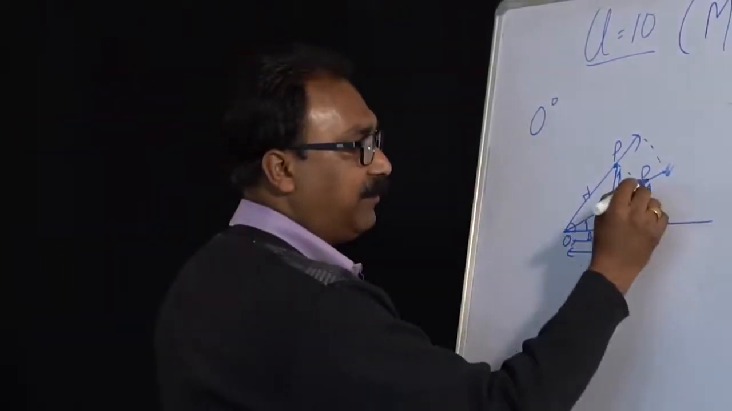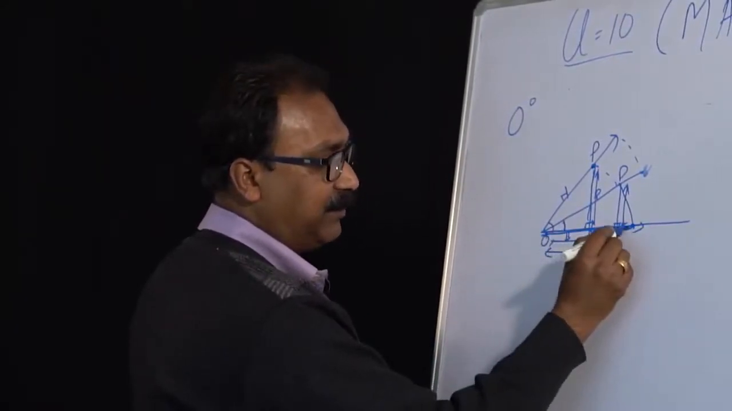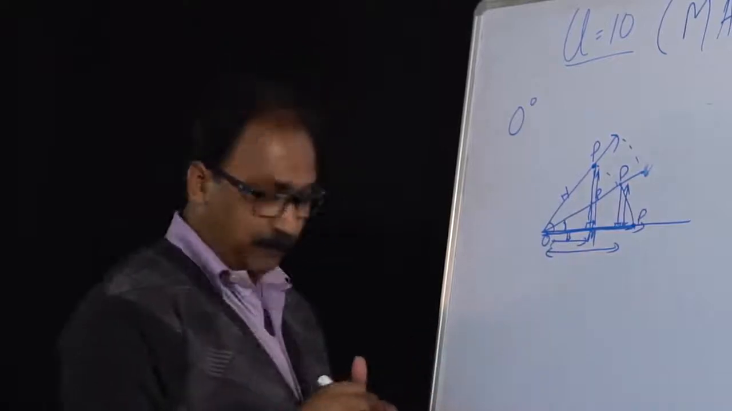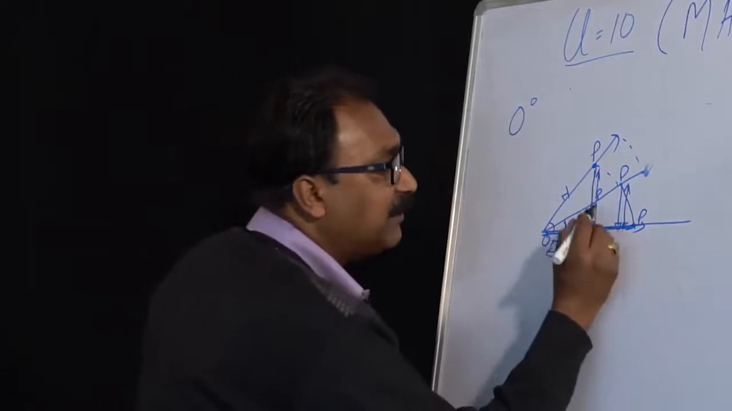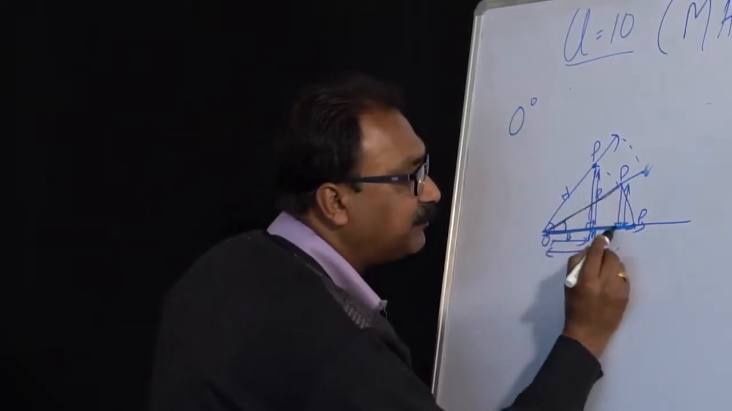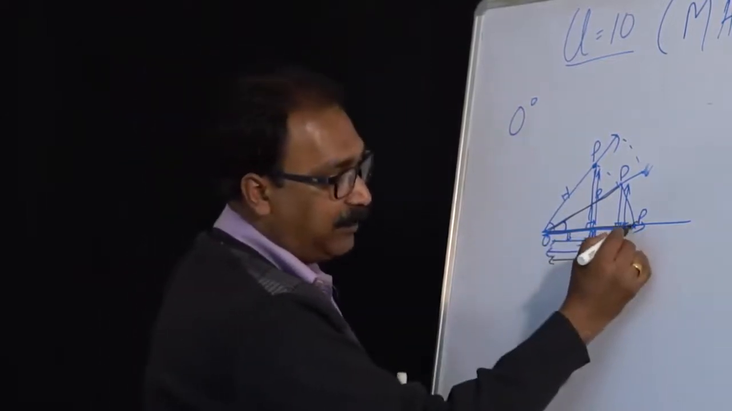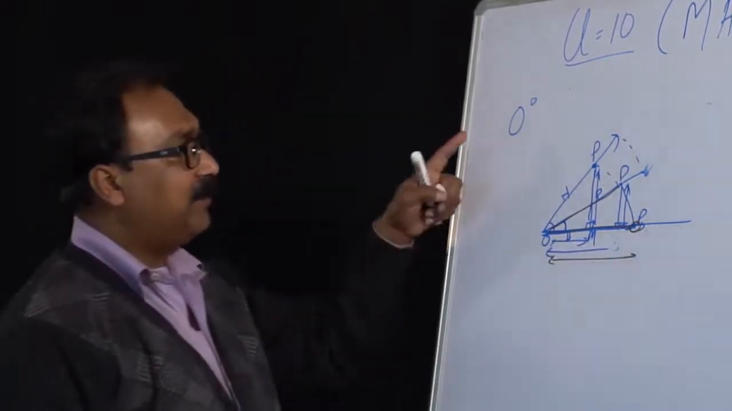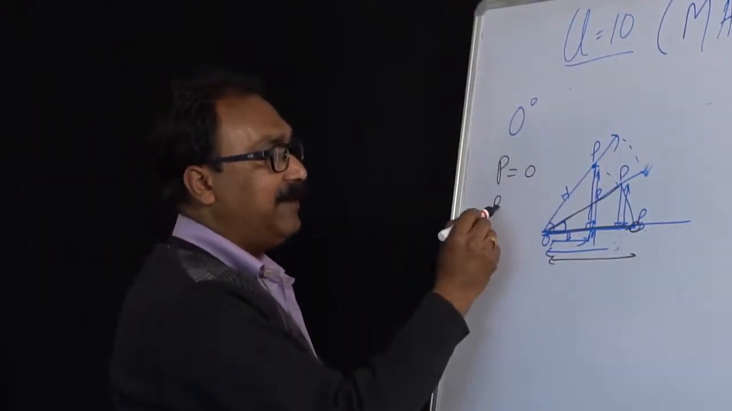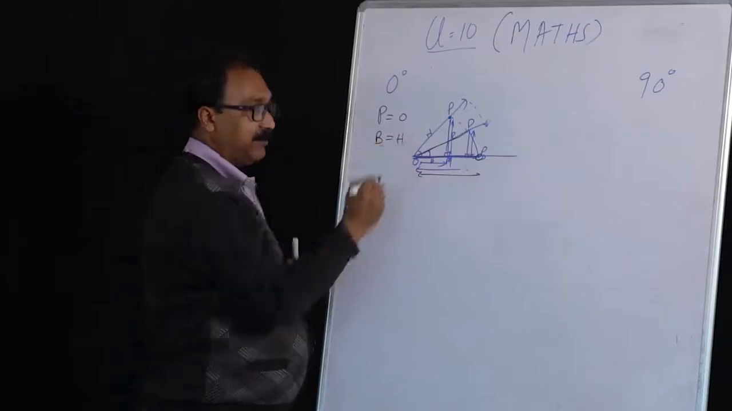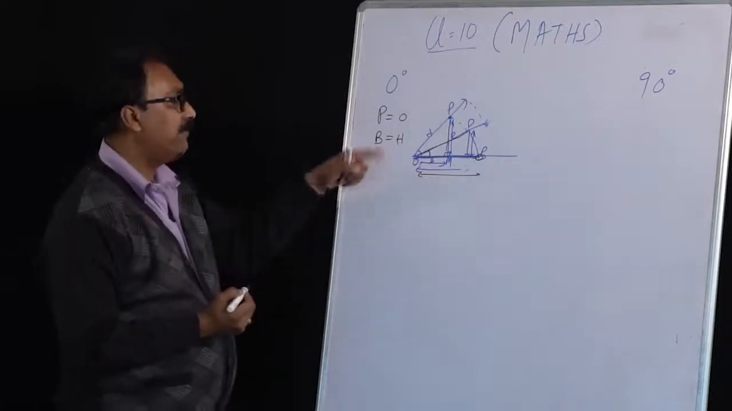At one point of time, if it decreases and comes to this level, that means P comes here. Look at this, P comes here. So this hypotenuse becomes the base. The base is increased, but the perpendicular is 0. So in the case of 0 degree, we can say the perpendicular is 0 and the base is equal to the hypotenuse. So when base and hypotenuse are equal, you can find all the ratios.